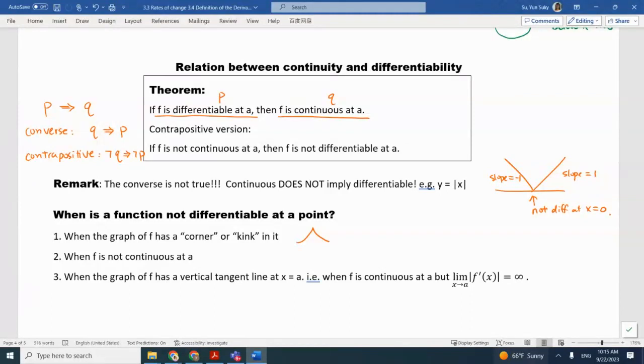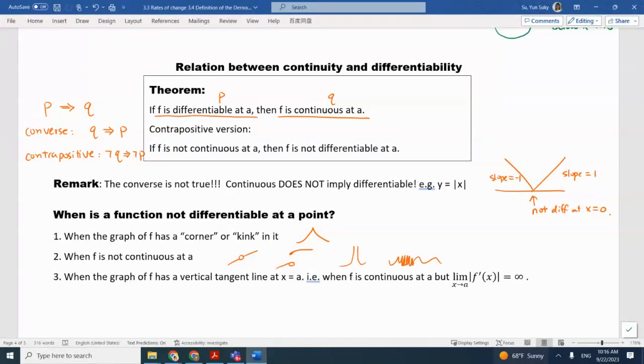The second type is when it's not continuous. Do you remember the types of discontinuity? We have the removable discontinuity, the jump discontinuity, the infinite discontinuity, and we also have the essential discontinuity. So if it's not continuous, then it's not differentiable.